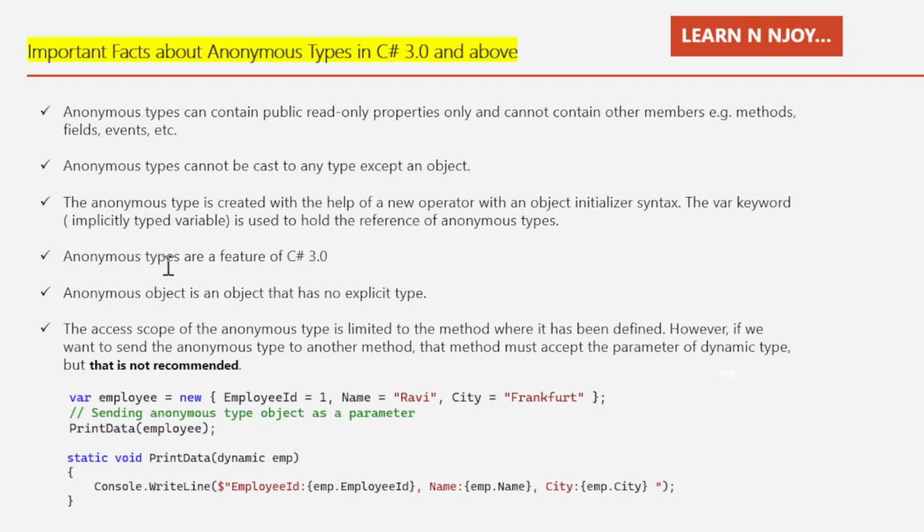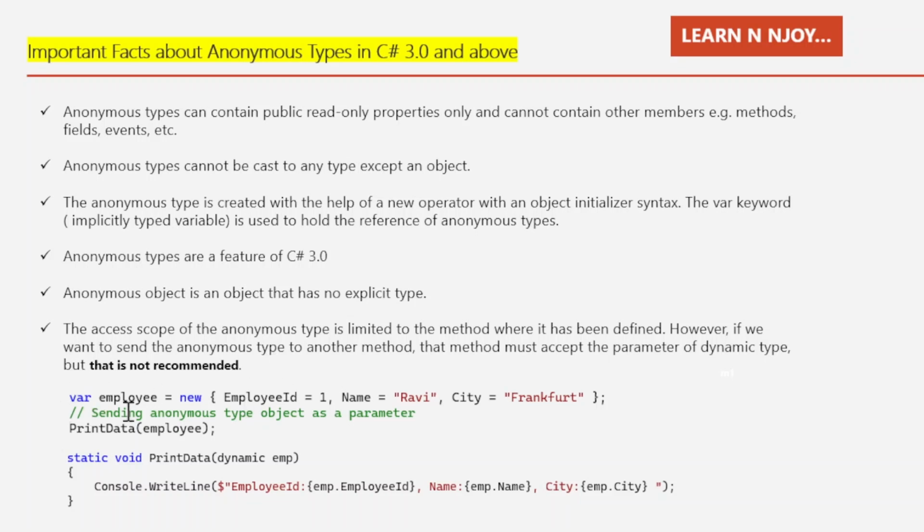Number 4, anonymous types are a feature that was introduced in C# 3.0 and it is available in the above versions. Okay. Number 5, an anonymous object is an object that has no explicit type. So that's why we are not able to convert or cast it to any type except an object. Number 6, the access scope of the anonymous type is limited to the method where it has been defined. However, if we want to send the anonymous types to another method, that method must accept the parameter of the dynamic type, but that is not recommended.